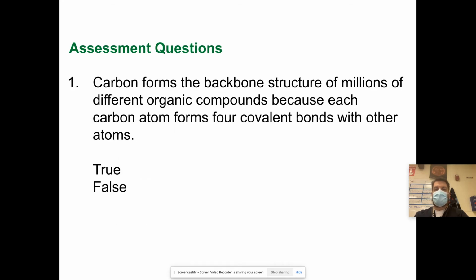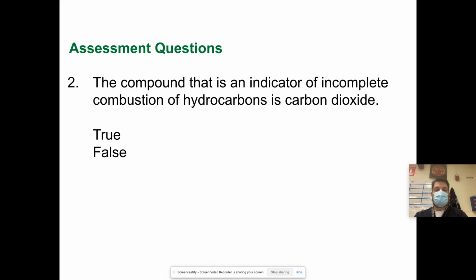Carbon forms the backbone structure of millions of different organic compounds because each carbon atom forms 4 covalent bonds with other atoms. True. 4 is the magic number. A compound that is an indicator of incomplete combustion of hydrocarbons is carbon dioxide. False, it's carbon monoxide. And that's it.